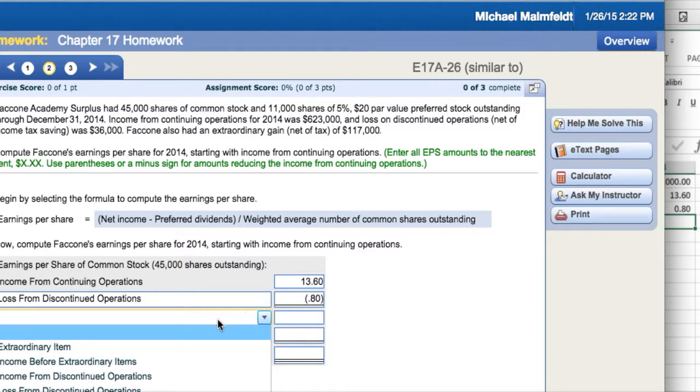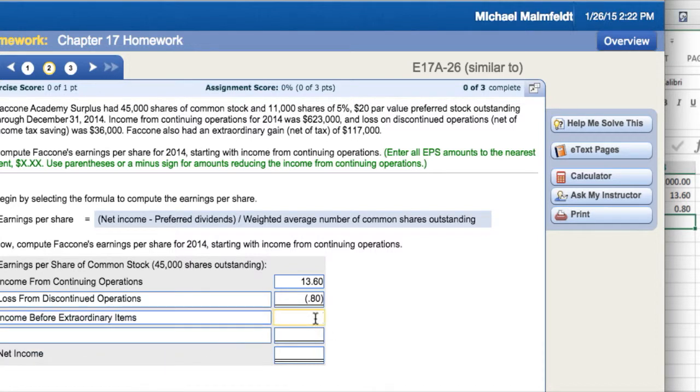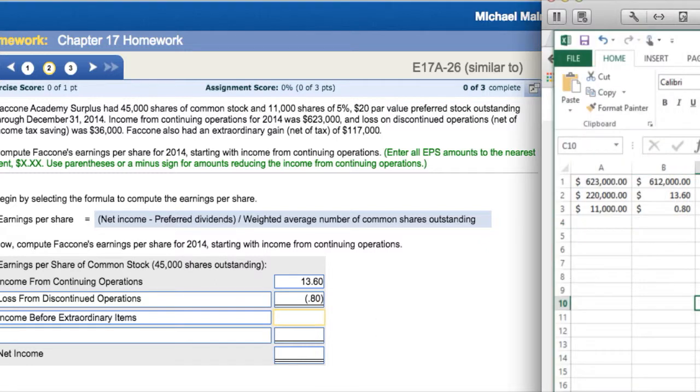So if I'm netting those two together, then it's going to end up being one of these two options. Since we know we haven't touched the extraordinary item yet, we want to look at income before extraordinary items. Okay, so I'll just net those two together, which I'll do right here in case you couldn't do it in your head. And that gives me $12.80.